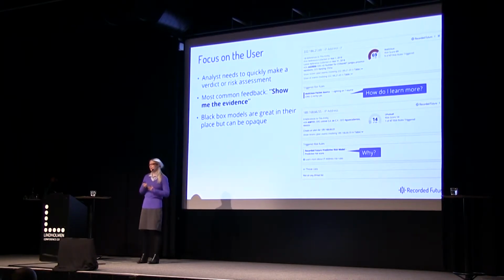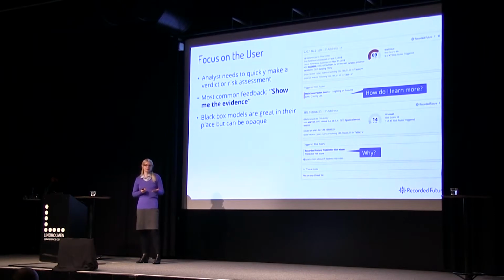But regardless, the biggest feedback we get from our users is that they want to see the evidence and they want to see why we're assigning a score to something. So for that reason, we use a rule-based model where we have a bunch of different rules, and then those add up to the risk score, and then we can show those individual rules.